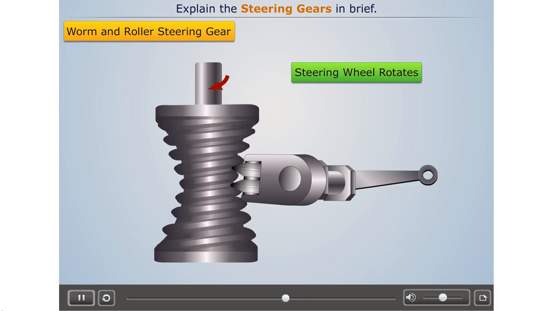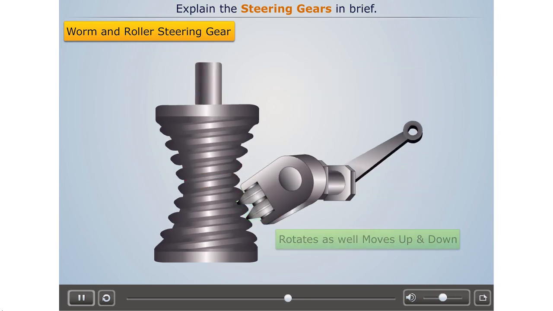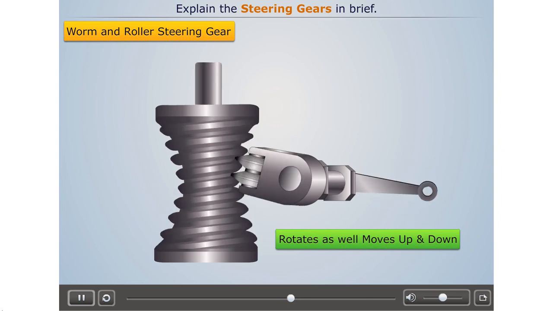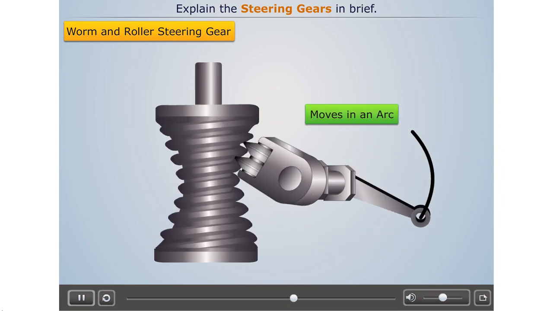Now when the steering wheel rotates, the worm rotates with it. This causes the roller to rotate as well as move up and down in an arc. As a result, the drop arm also moves in an arc, thus providing the steering.